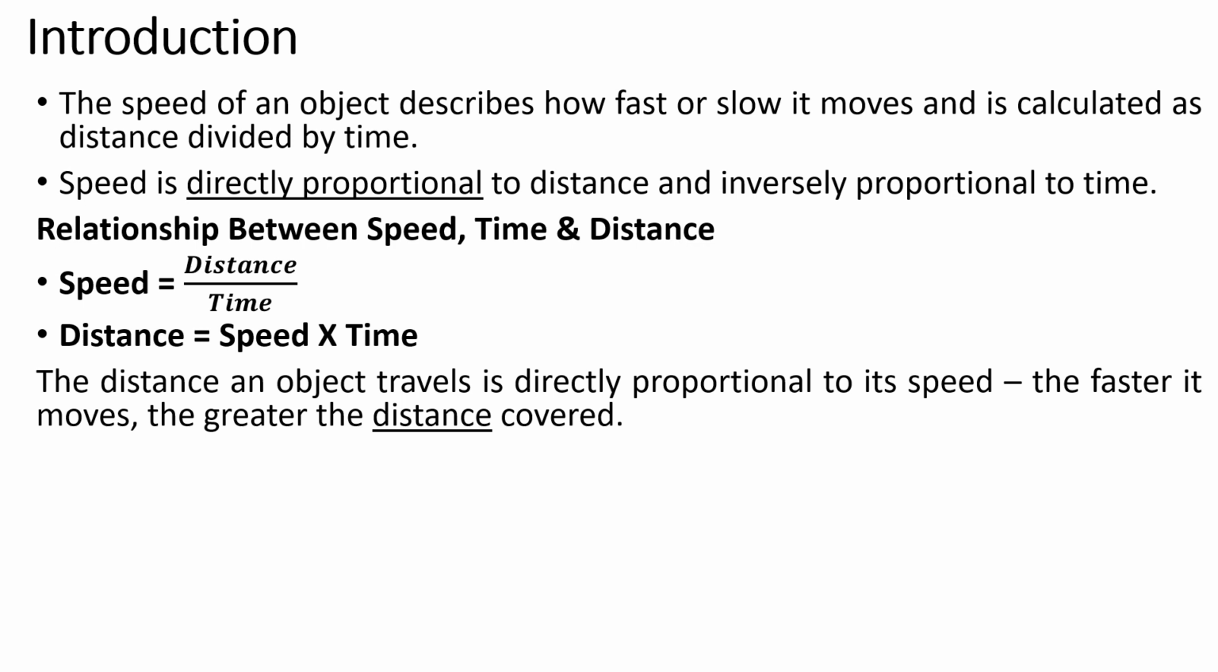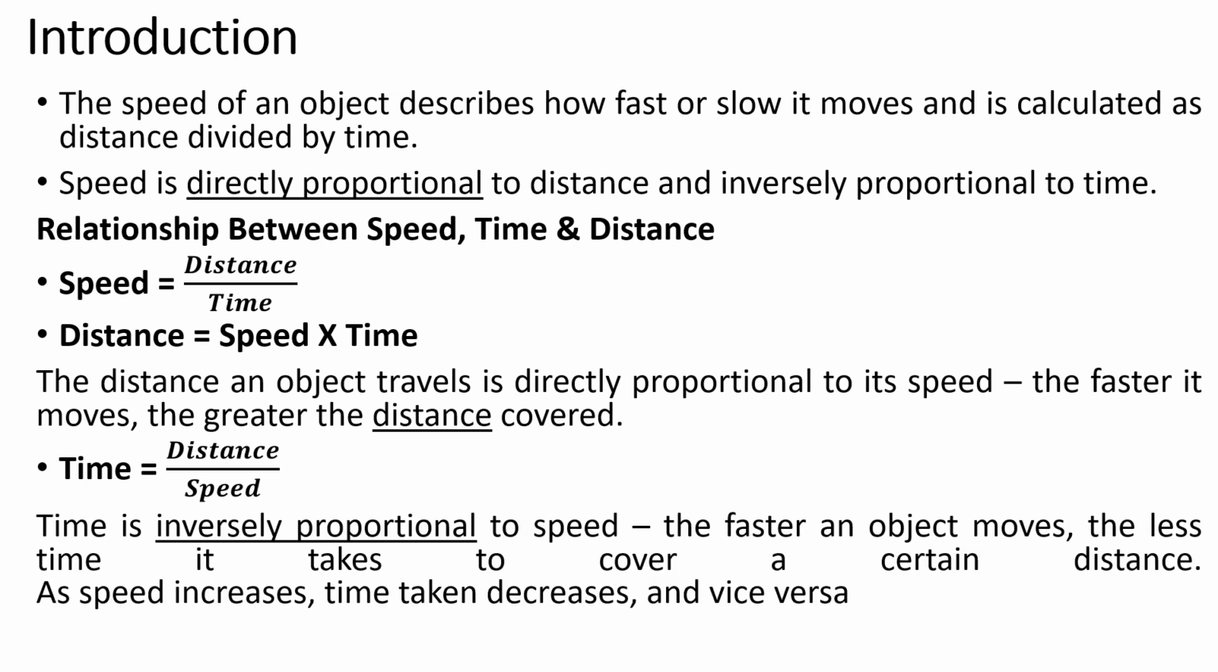So the distance an object travels is directly proportional to its speed. That means the faster it moves, the greater the distance covered. Now time is equal to distance divided by speed. So time is inversely proportional to the speed. The faster an object moves, the less time it takes to cover a certain distance. As the speed increases, time taken decreases and vice versa.